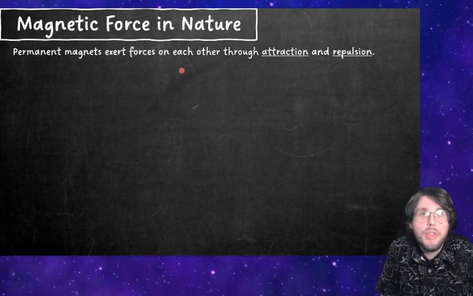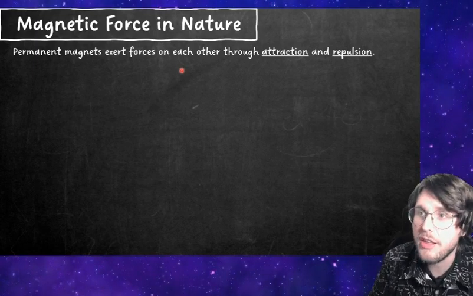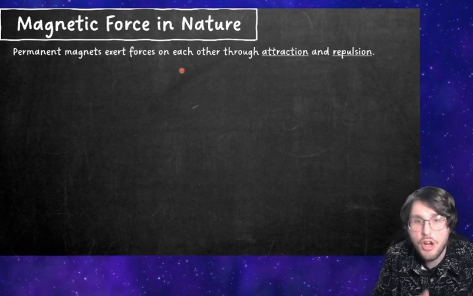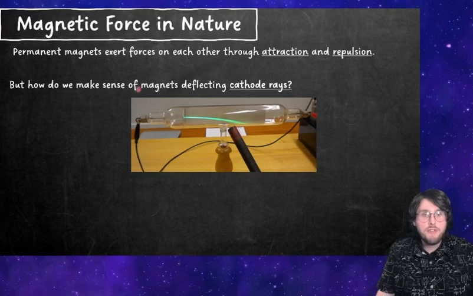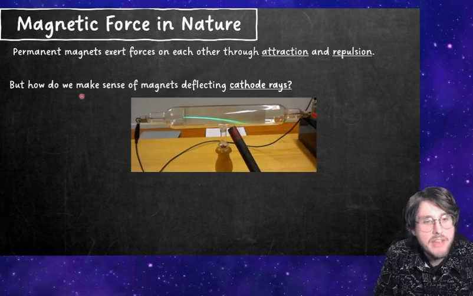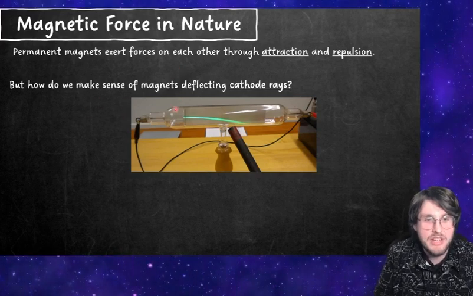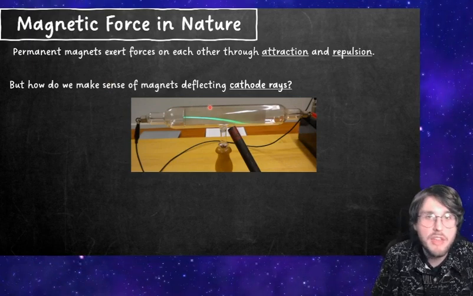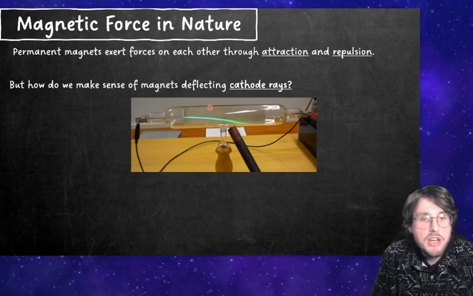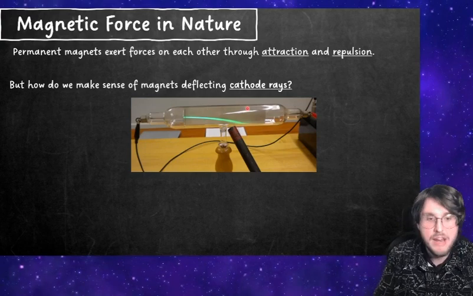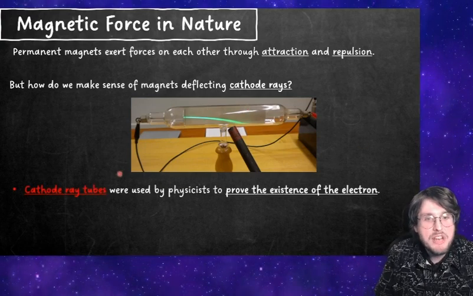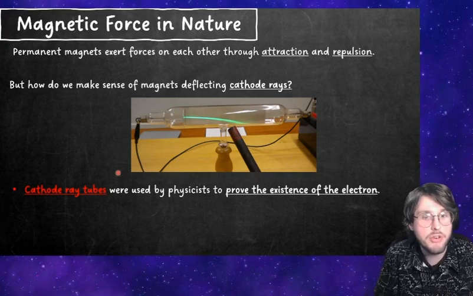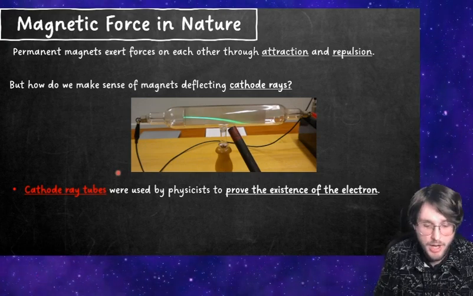Now that's all one thing, but something less obvious is a few curious observations that physicists made, especially in the 1800s. The first one is, how do we make sense of magnets deflecting cathode rays? J.J. Thomson and a few other physicists in the late 1890s were studying an interesting device called a cathode ray tube. Cathode ray tubes were used, most famously by physicists like J.J. Thomson, to prove the existence of the electron.